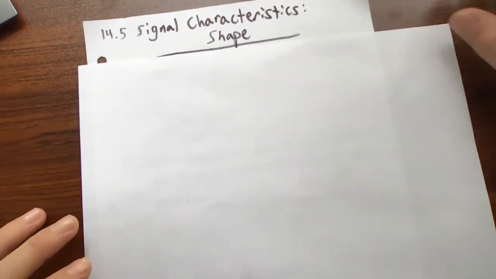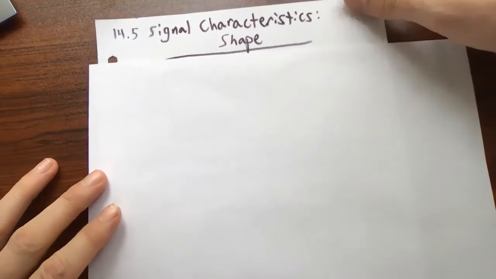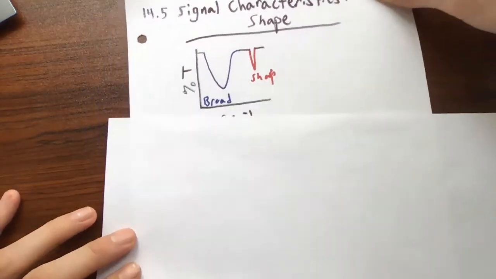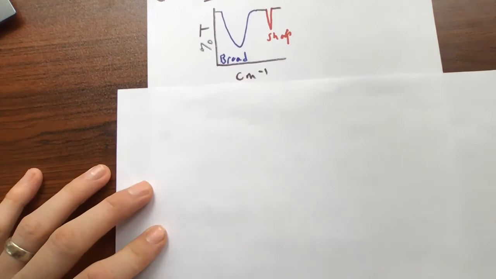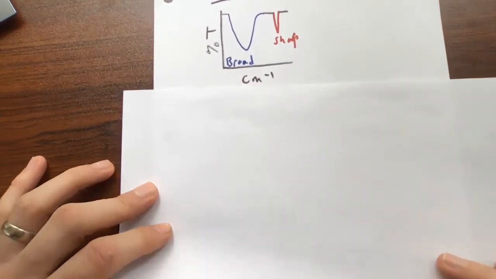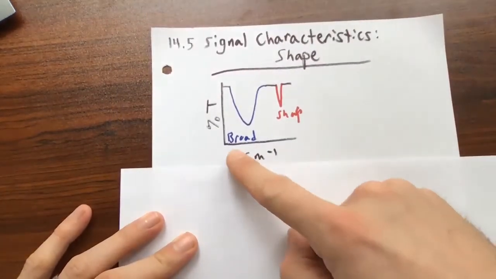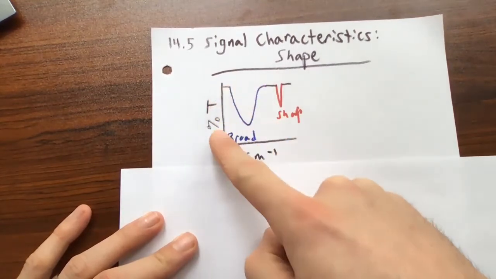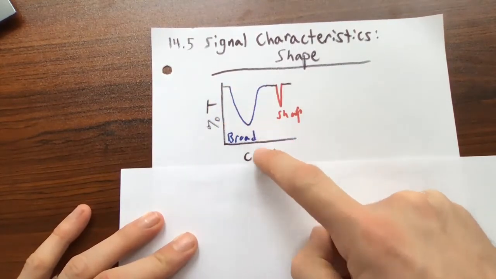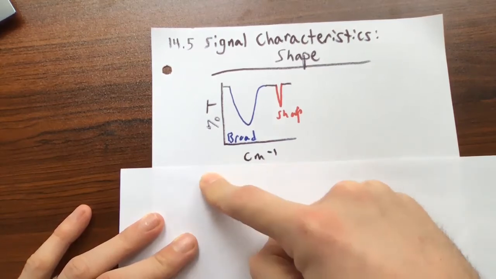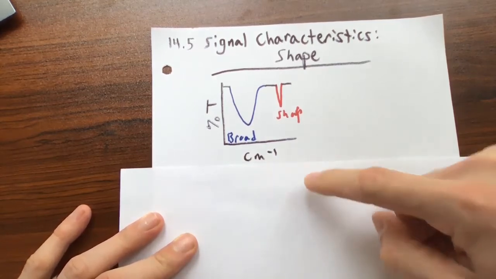This is section 14.5, signal characteristics in regards to shape. So what is meant by that is that sometimes whenever you collect the IR spectra of a molecule, you'll notice that there are large differences in shape of each stretch. For instance, some will be very broad, taking up a large amount of the frequency spectra, whereas some will be sharp.